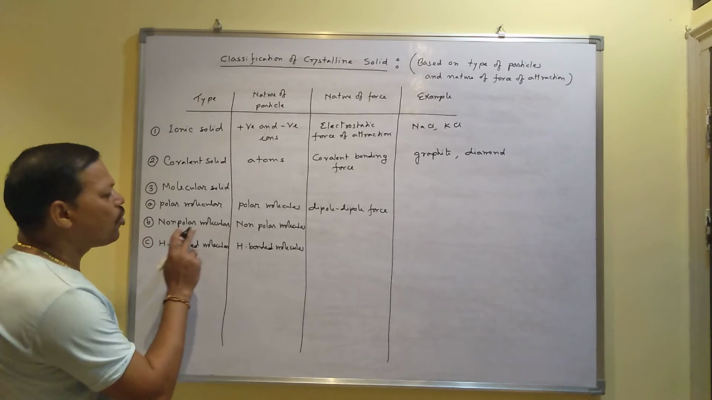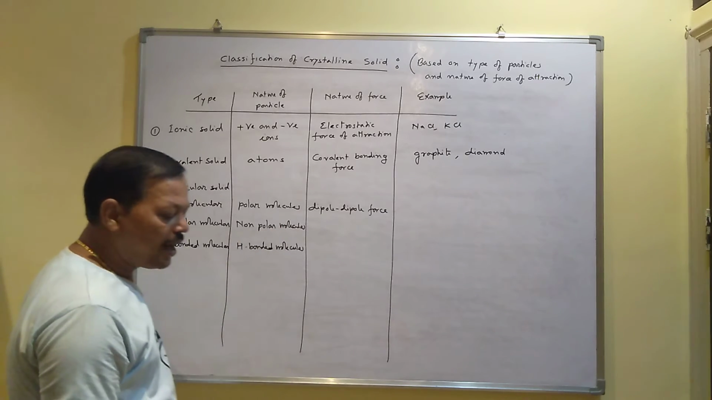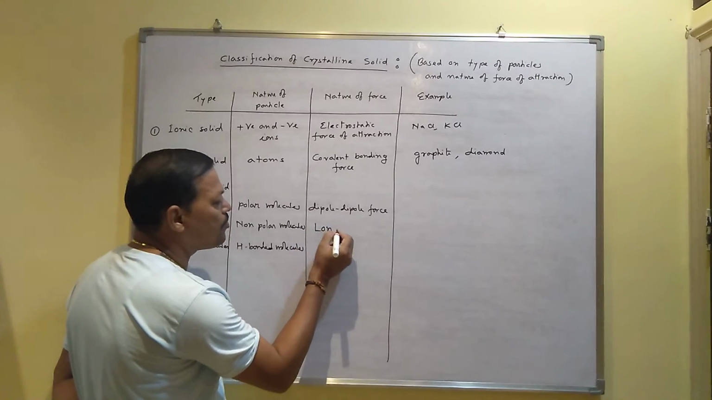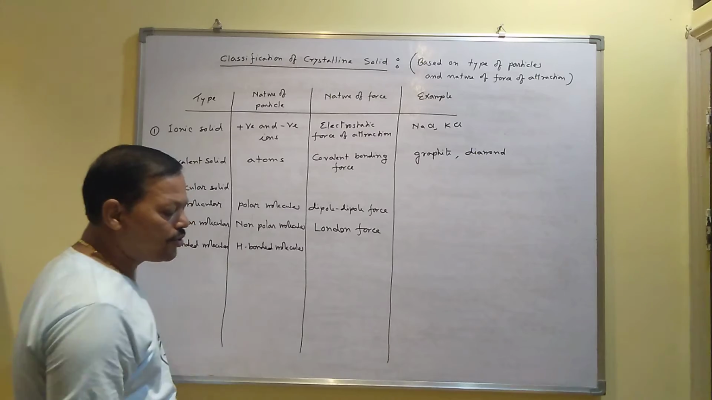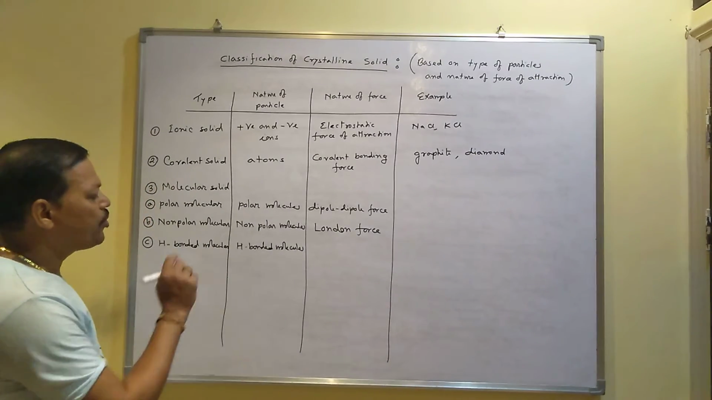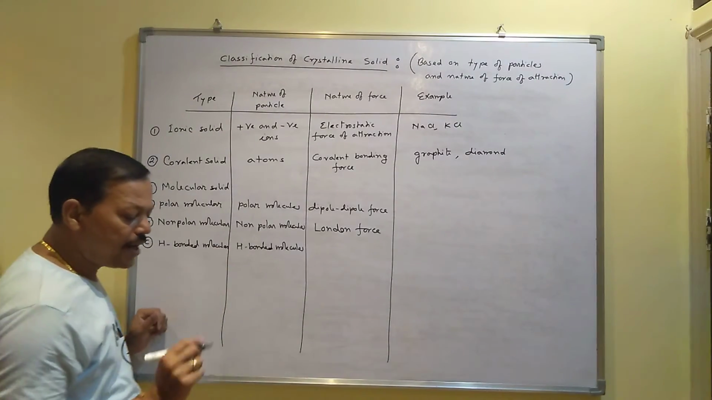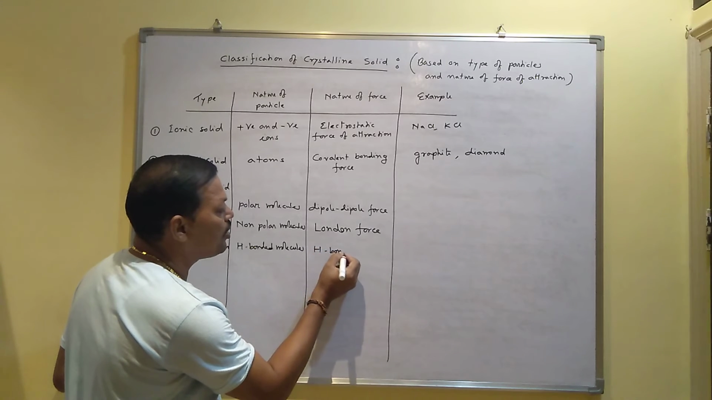In case of non-polar molecular solid, the particles will be non-polar molecules and the force of attraction is called London force or dispersion force. And in case of hydrogen bonded molecular solid, the particles will be hydrogen bonded molecules and the force is called hydrogen bonding.